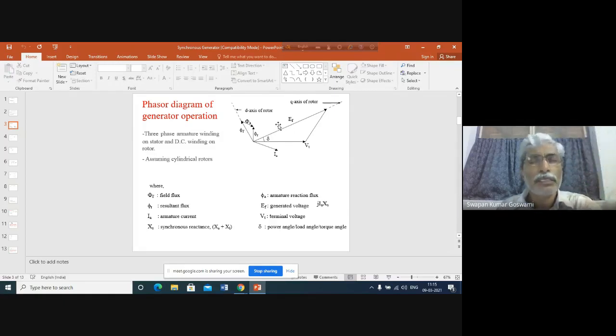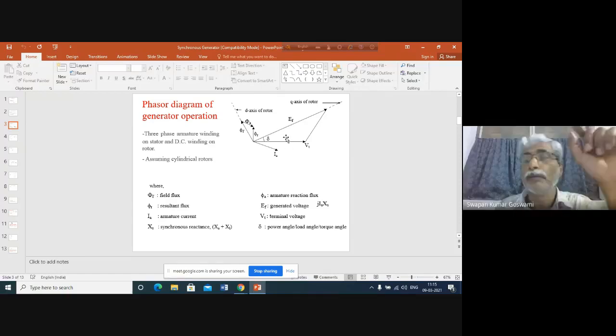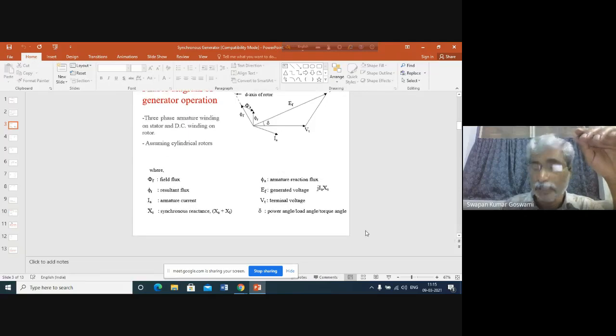So is it clear? Could you understand this point, everyone? Yes, sir. Okay, this is how delta can be studied. Now let us see what happens if we change the value of delta.